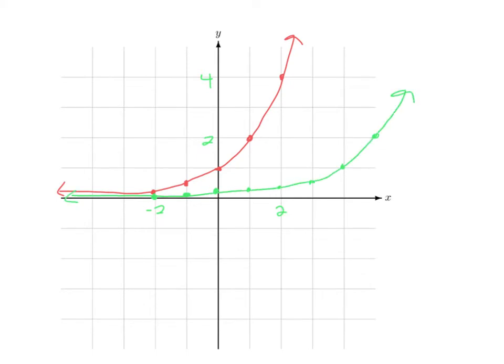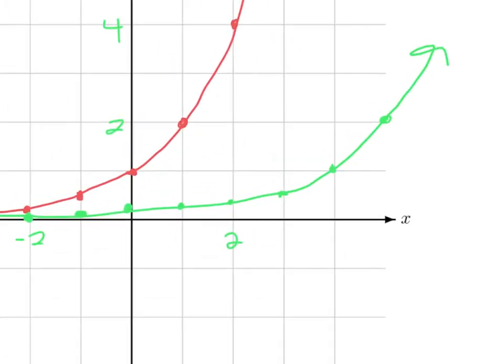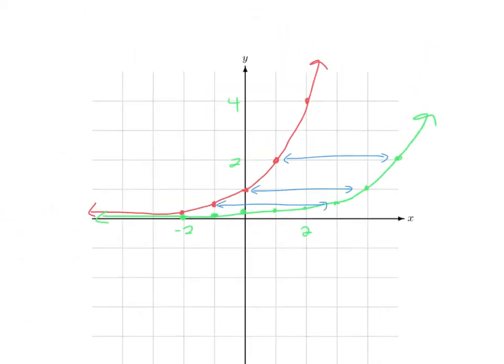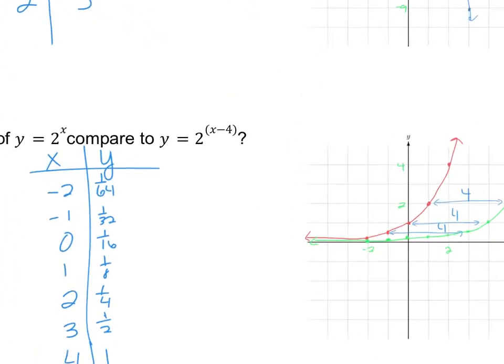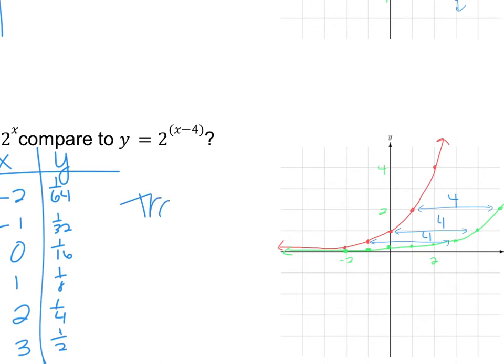Okay, so let's talk about the difference. I am looking at this point and this point, this point and this point, and I know it's harder to see the other ones because they're not whole numbers, but they are actually the same. So what do you notice about the graph? All of the points are just slid over 4 places. So this is actually a translation, right 4.